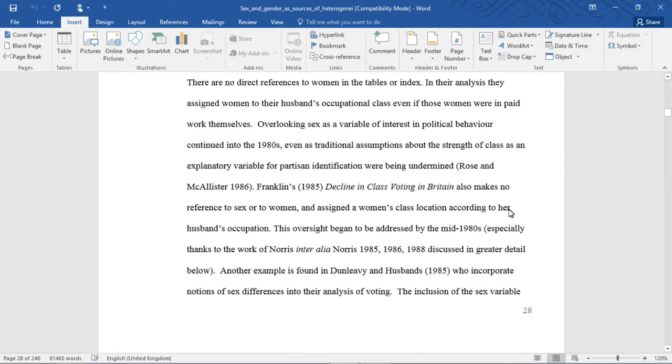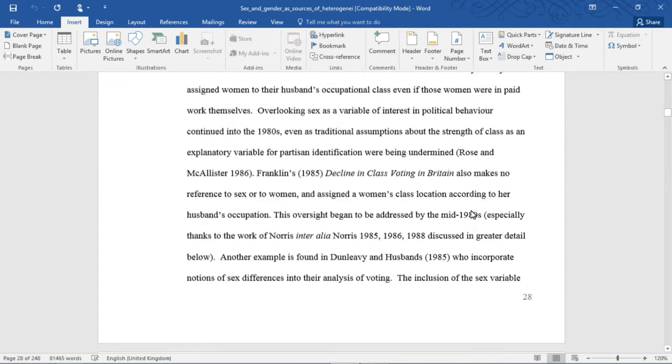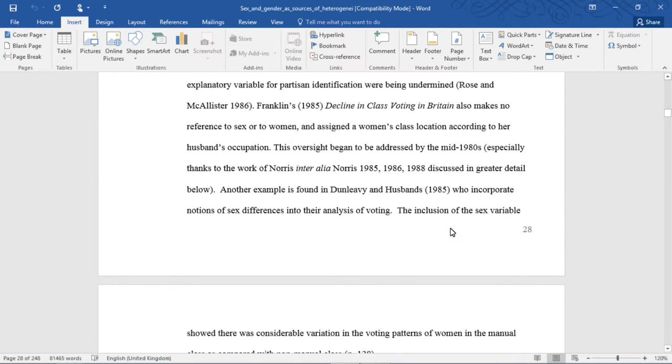Overlooking sex as a variable of interest in political behavior continued into the 1980s, even as traditional assumptions about the strength of class as an explanatory variable for partisan identification were being undermined. Franklin's Decline in Class Voting in Britain also makes no reference to sex or to women, and assigned a woman's class location according to her husband's occupation.